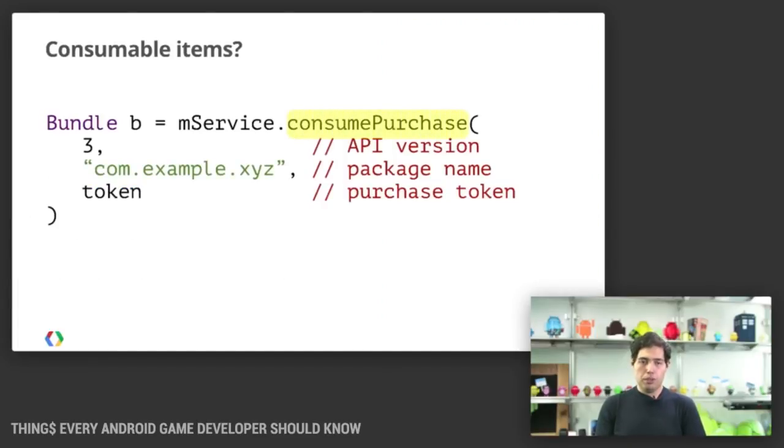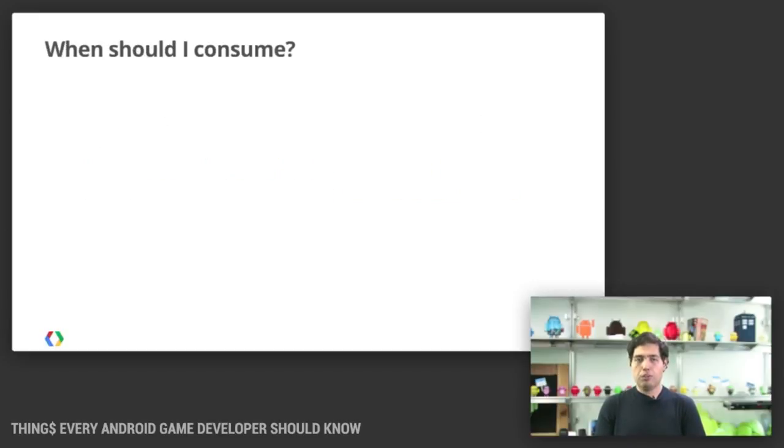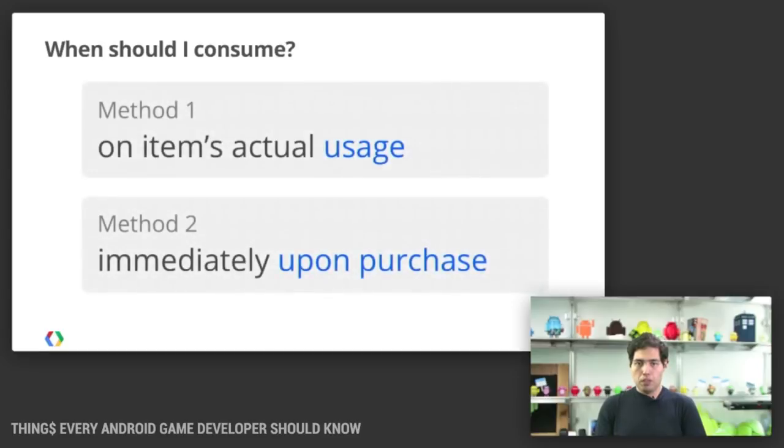So how do you do that in code? You just call the consumePurchase method, and you just pass it the purchase token that you got from the getPurchases call. One question that naturally arises is, when should I consume something? That's actually up to you to decide how to use the consumption API. But we're going to talk about two of the most used methods. You can either consume the item when it's actually used, or you can consume it immediately when it's purchased. Both of them have advantages and disadvantages.